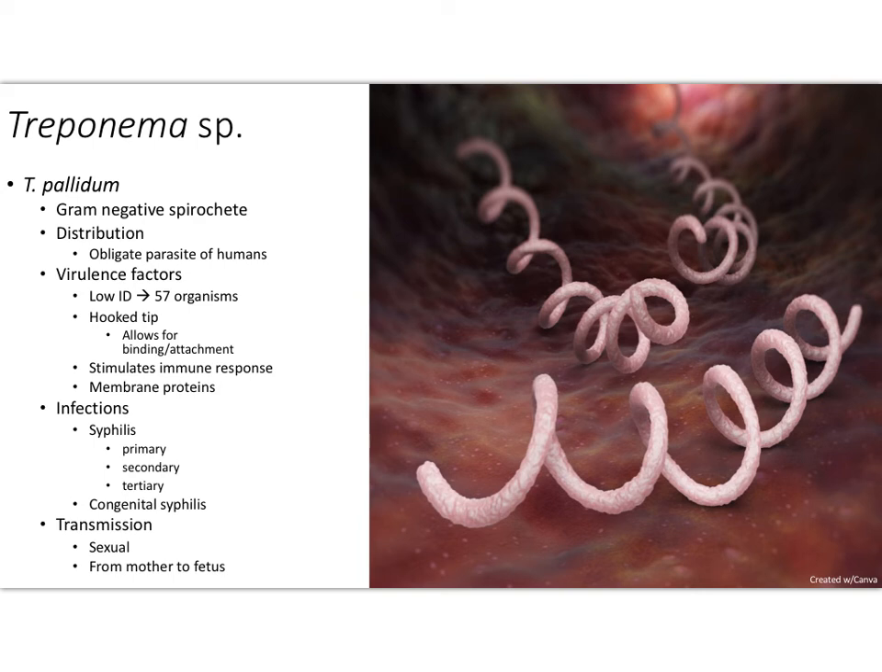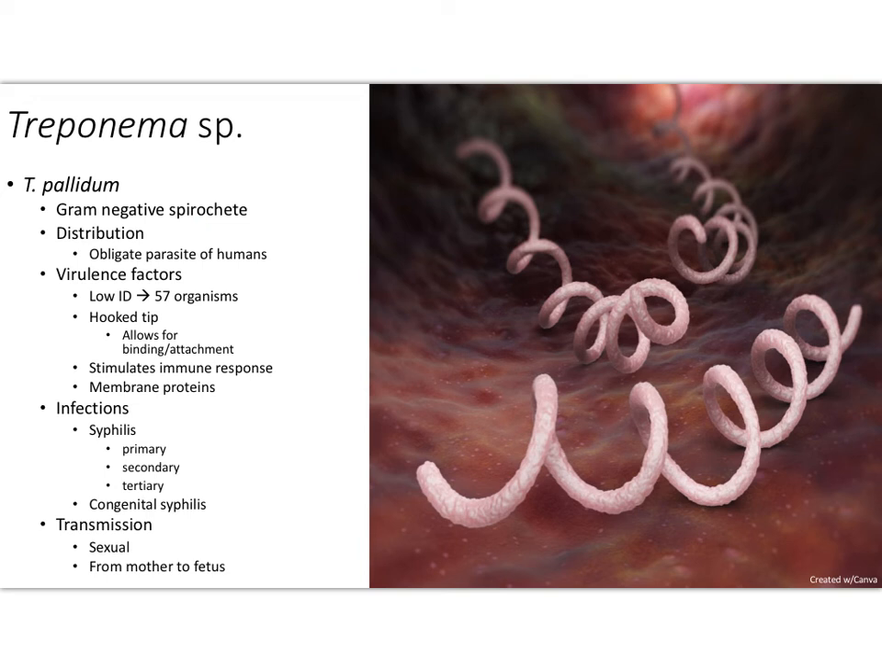So we've moved through our cocci, our rods, and we are going to move on to our spiral-shaped bacteria. Our first spiral bacteria is in what we call the genus Treponema, and specifically we are talking about Treponema pallidum. This is a gram-negative spirochete.